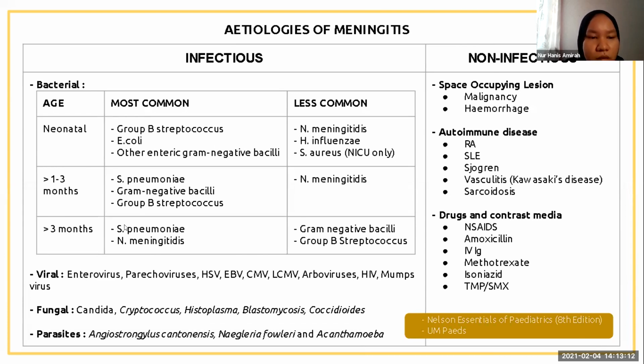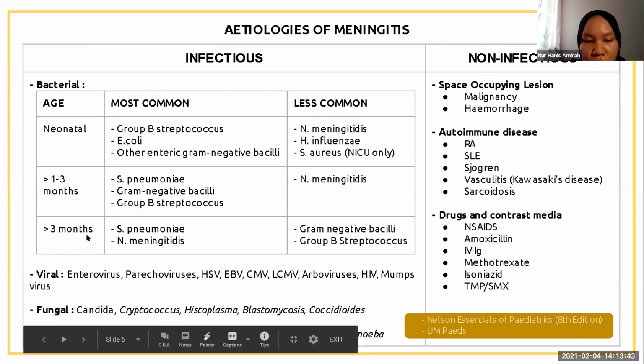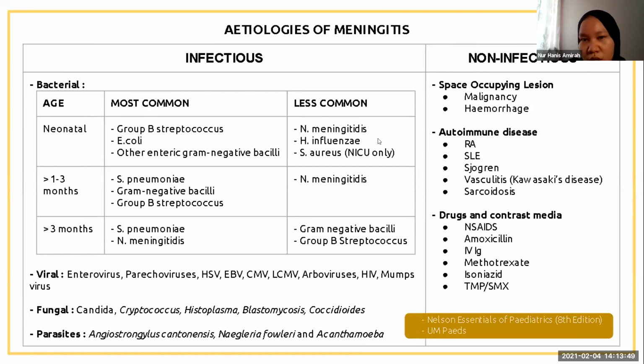And then usually the viral meningitis is self-resolving, but for the bacterial meningitis, it can cause further complication if not treated promptly. Also, due to the vaccines developed against Neisseria meningitidis, Haemophilus influenzae, and Streptococcus pneumoniae, the rate of meningitis caused by these bacteria has reduced. Fungal and parasites are rare causes of meningitis. They usually occur in an immunocompromised patient. For non-infectious, we have space occupation, autoimmune, and the drugs.